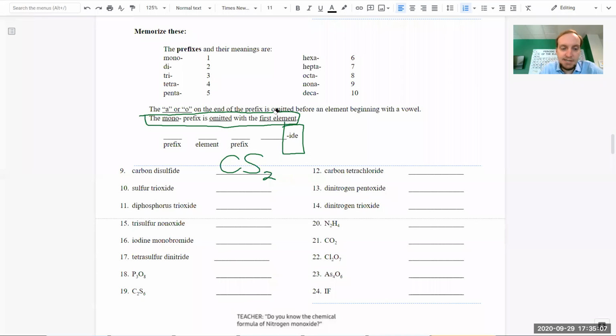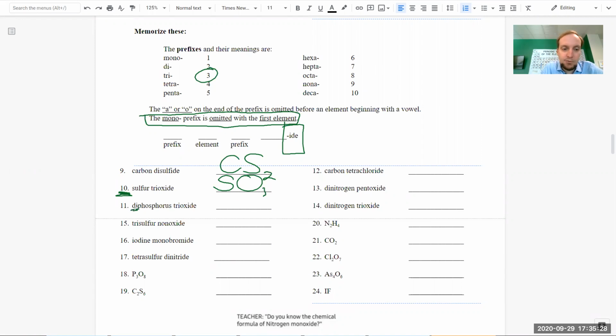Okay, the next one, number 10, we have sulfur trioxide. Again, there is no prefix here, so that means it's just regular sulfur. There is no number here. Okay, there is no number because, again, it's just sulfur. Trioxide, again, tri is 3, so oxide, 3, SO3.